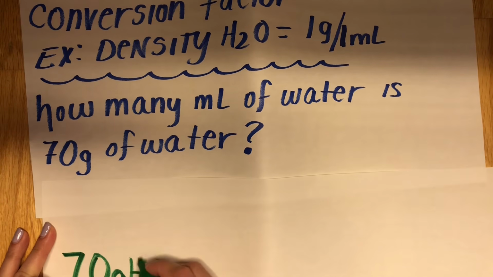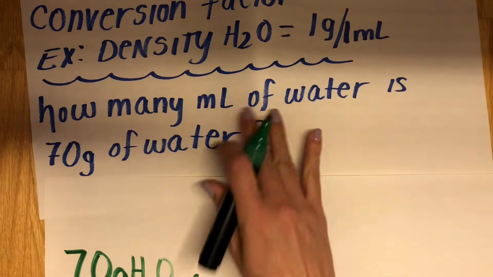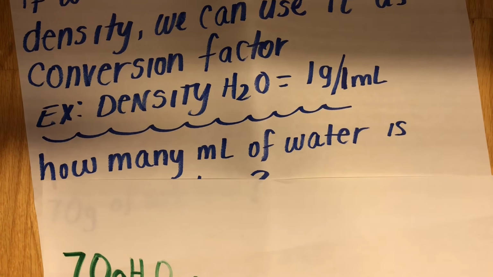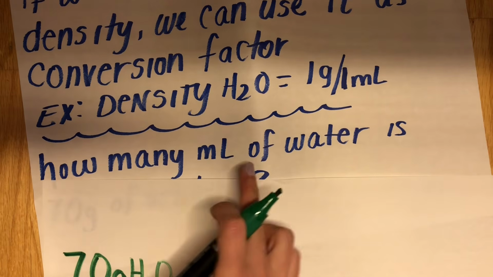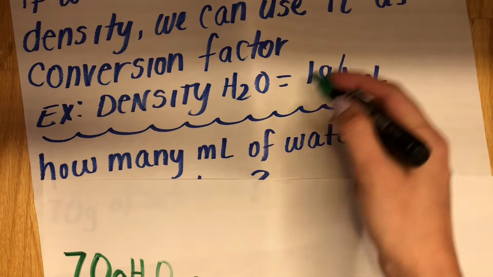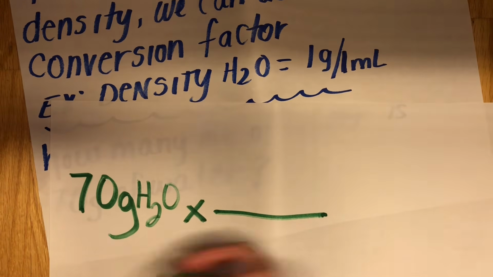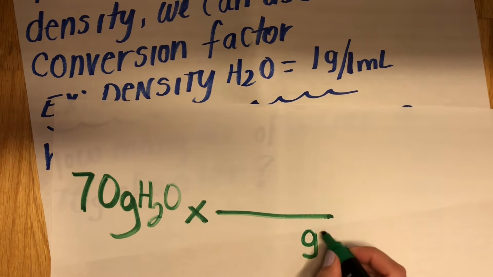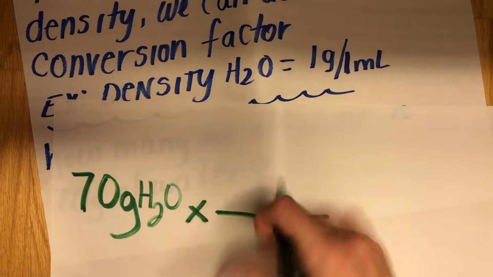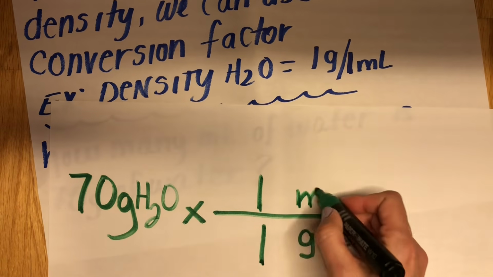And I'll write H2O times. And so I notice that the only way I can go from a mass unit to a volume unit is density. So I'm going to flip this conversion to properly go into here. And if I've got grams on top, then I want grams on bottom. So I'm going to flip it around and put the mass on the bottom and the 1 milliliter on top.